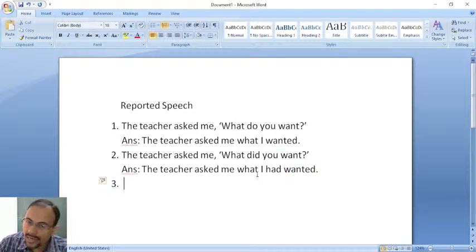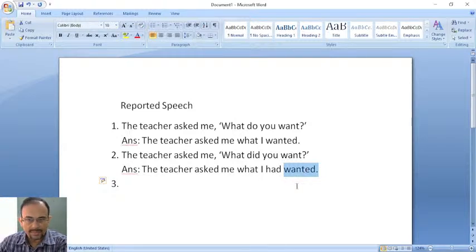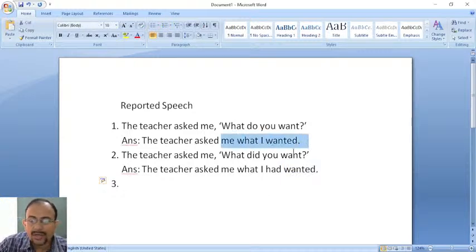It's not what had I wanted. Some of you might write what had I wanted. No, it's wrong. Why? Because while converting the reported speech of the interrogative sentence, subject comes first, then helping verb will come, and then the main verb, the verb three of the main verb. So please do remember this. Don't write what did I want. Some of the students write the teacher asked me what did I want. No, what I wanted, what I had wanted.